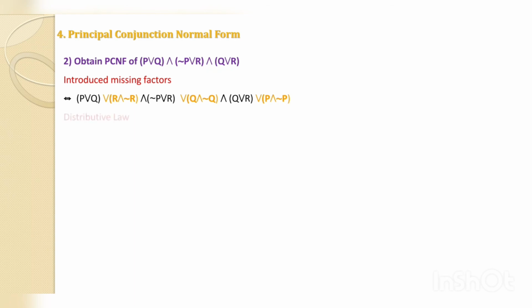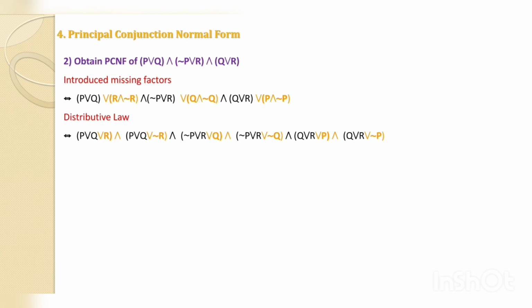By using the distributive law, it is logically equivalent to (P or Q or R) and (P or Q or not R), and for the second, (not P or R or Q) and (not P or R or not Q). For the third, (Q or R or P) and (Q or R or not P).